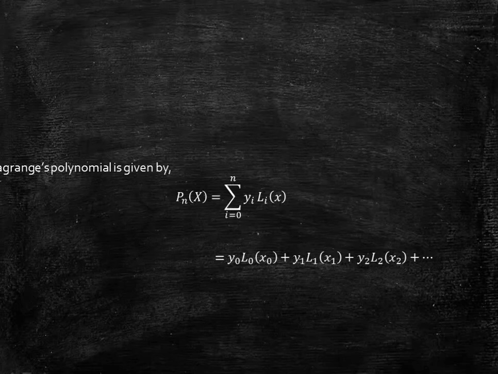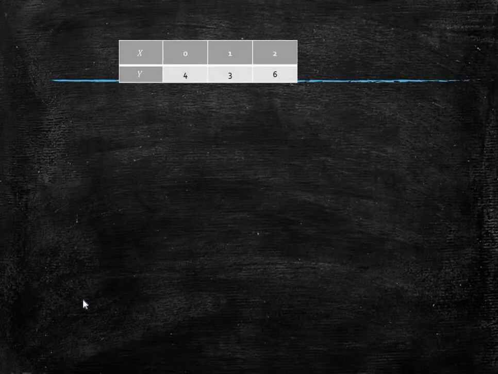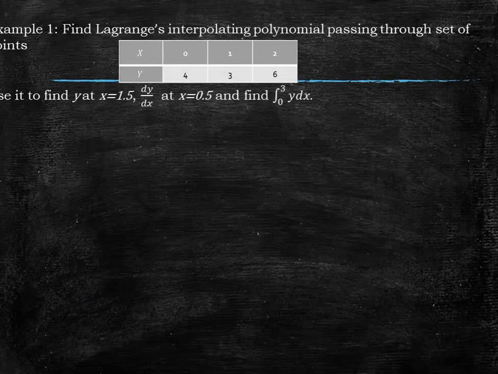By using that, we directly write the Lagrange's interpolating polynomial, which is given by Pn of x equal to the summation of yi into Li of x. In general, we can write this as y0 L0 of x plus y1 L1 of x plus y2 L2 of x and so on. So by using this, we solve some problems.